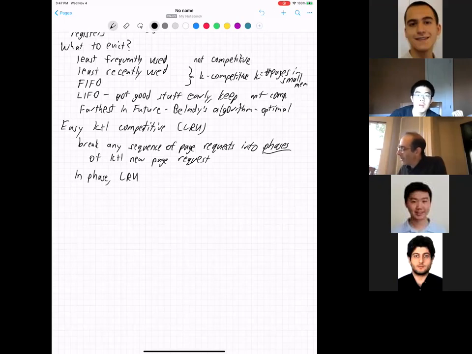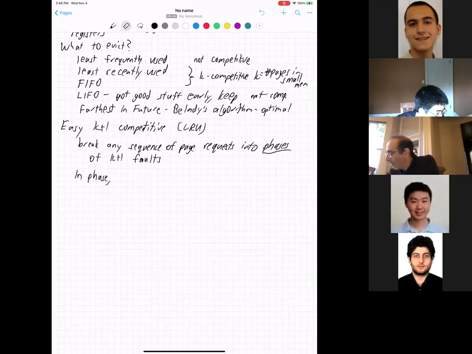Oh, sorry, I misspoke. It's not k+1 new page requests. It's k+1 faults, by LRU. So then the answer becomes sort of obvious, right? If the phase involves k+1 faults, then that's what LRU has had, right? But why did LRU have k+1 faults?